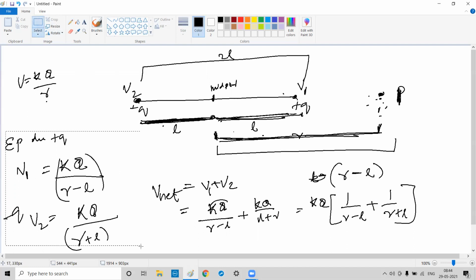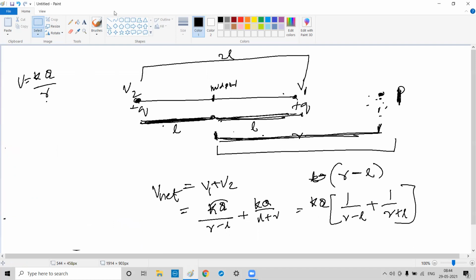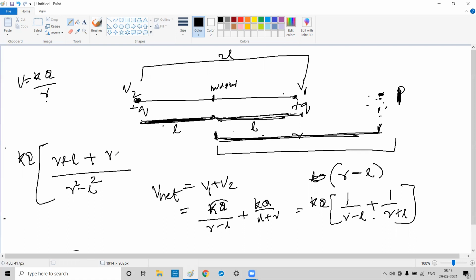You can pause and note this down. KQ is common, so we take the LCM of these two: the denominator will be R square minus L square. Here you get R plus L, and here you get R minus L. So minus L plus L is gone. You are left with 2R by R square minus L square, into K into Q. Okay, so now what to do?